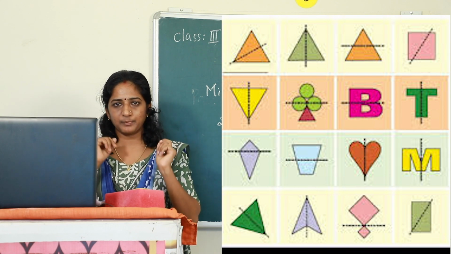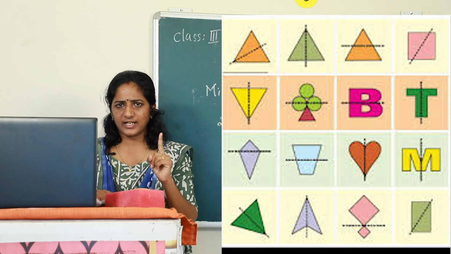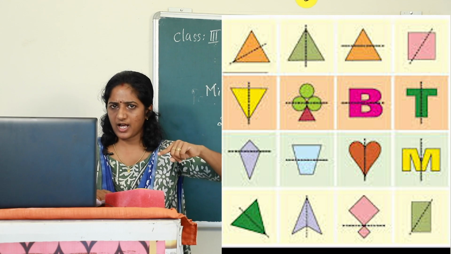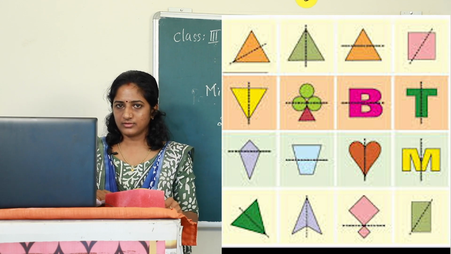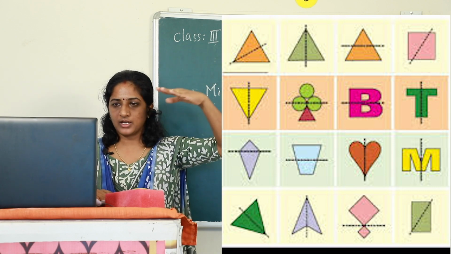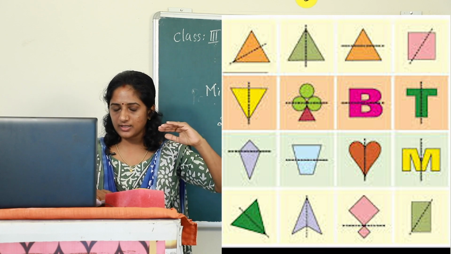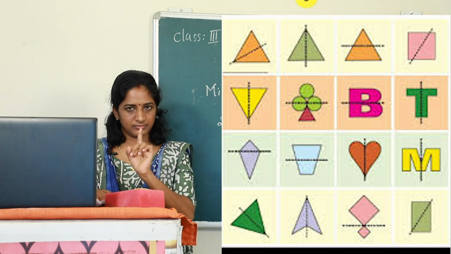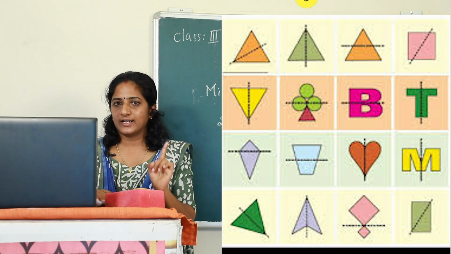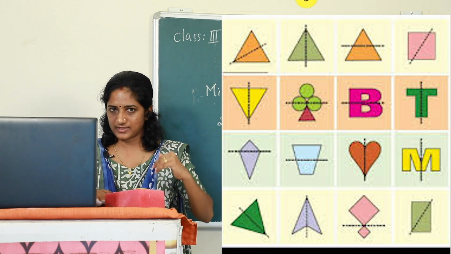Now look at the third picture, that orange color triangle. Whether that line divides the triangle into similar halves? Is it so? No, look at the top and bottom. Did that line divide it into similar halves? Is the top the same as the bottom? No, that line does not divide the triangle into similar halves.